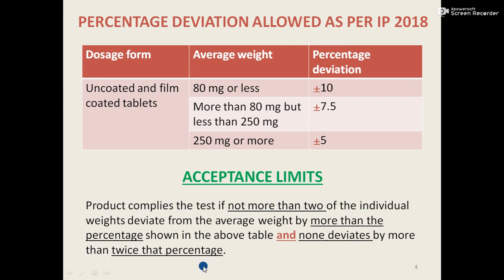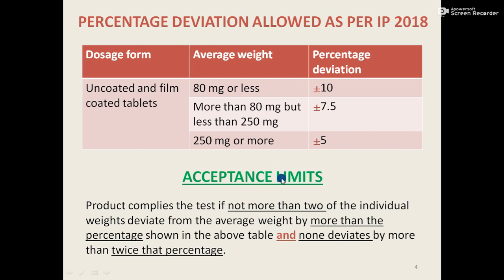So we need to refer to the percentage deviation allowed as per IP 2018, which depends on the average weight of the tablets. For uncoated and film coated tablets, if the average weight is 80 mg or less, plus or minus 10% deviation is allowed. If the average weight is more than 80 mg but less than 250 mg, plus or minus 7.5% deviation is allowed. If the average weight is 250 mg or more, plus or minus 5% deviation is allowed.